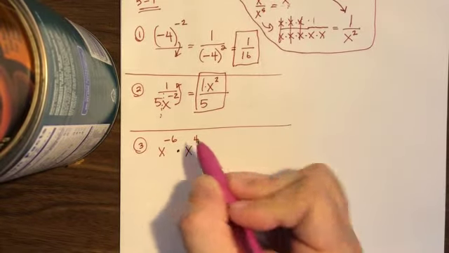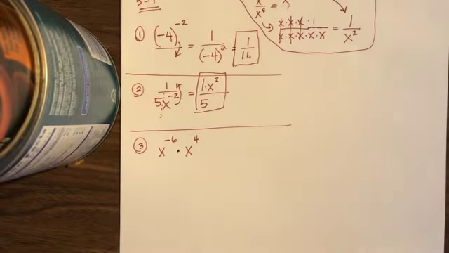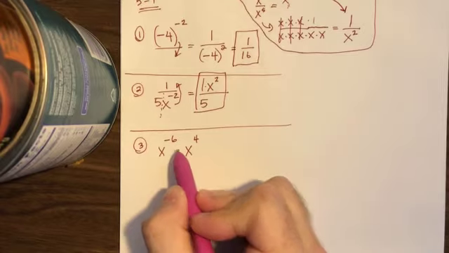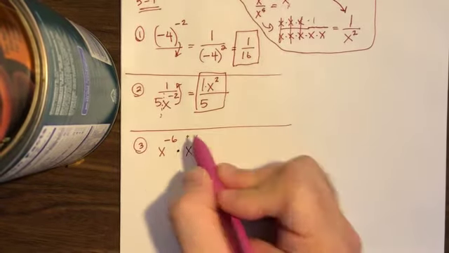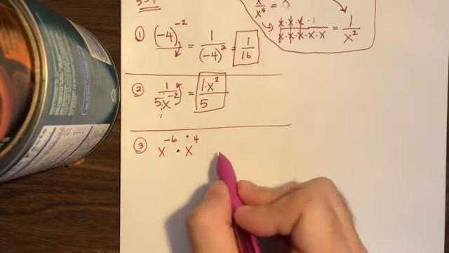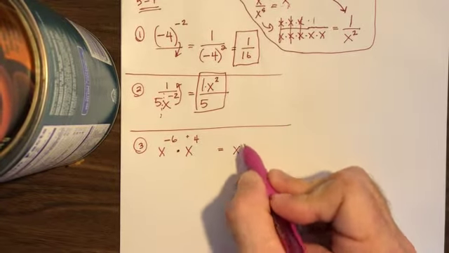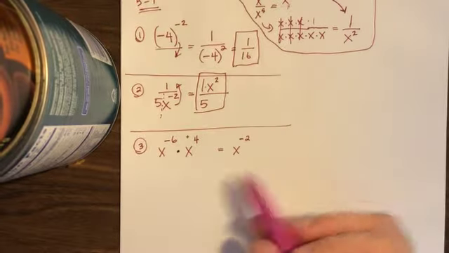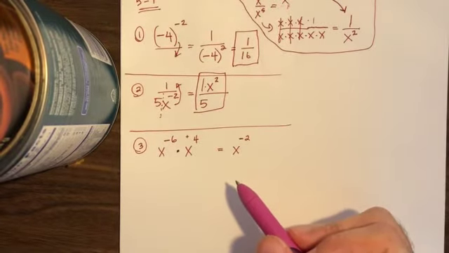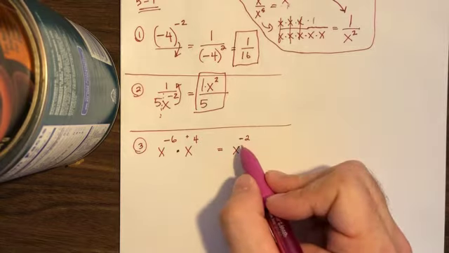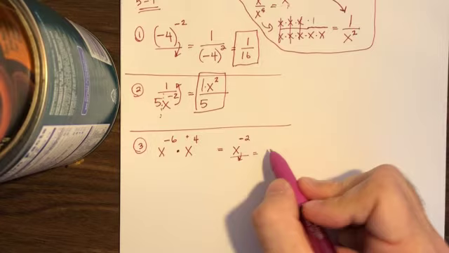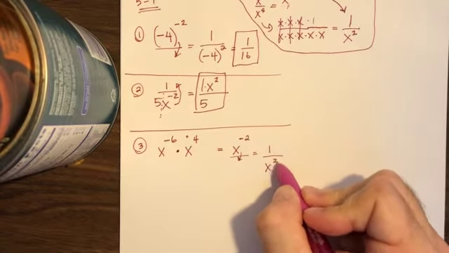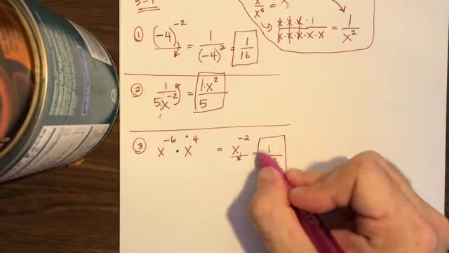X to the negative 6 times x to the fourth is asking you to put together all the rules for exponents that we've learned so far. So I have to remember that whenever I'm multiplying two things with the same base, I'm adding the exponents. Negative 6 plus 4, different signs, subtract, keep the larger number's sign. So this ends up being x to the negative 2. And we all know what x to the negative 2 means. Negative 2 means bring it on down. I like to write the arrow. So it looks like this. All done.